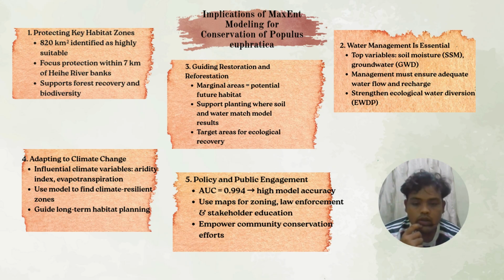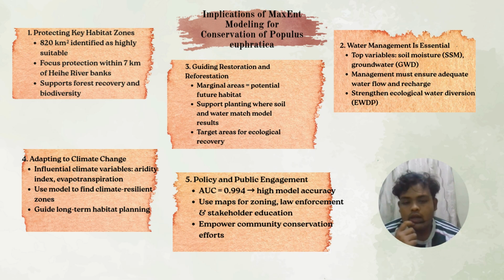The third one is the model reveals potential areas for reforestation. Even marginally suitable zones could become viable habitats with better conditions. So, restoration programs should target areas with the right soil and water characteristics based on model predictions. The fourth is the model helps us adapt to climate change. It uses climate-related variables like aridity index and even transpiration. This can help predict future changes and identify areas that may remain suitable under future conditions.